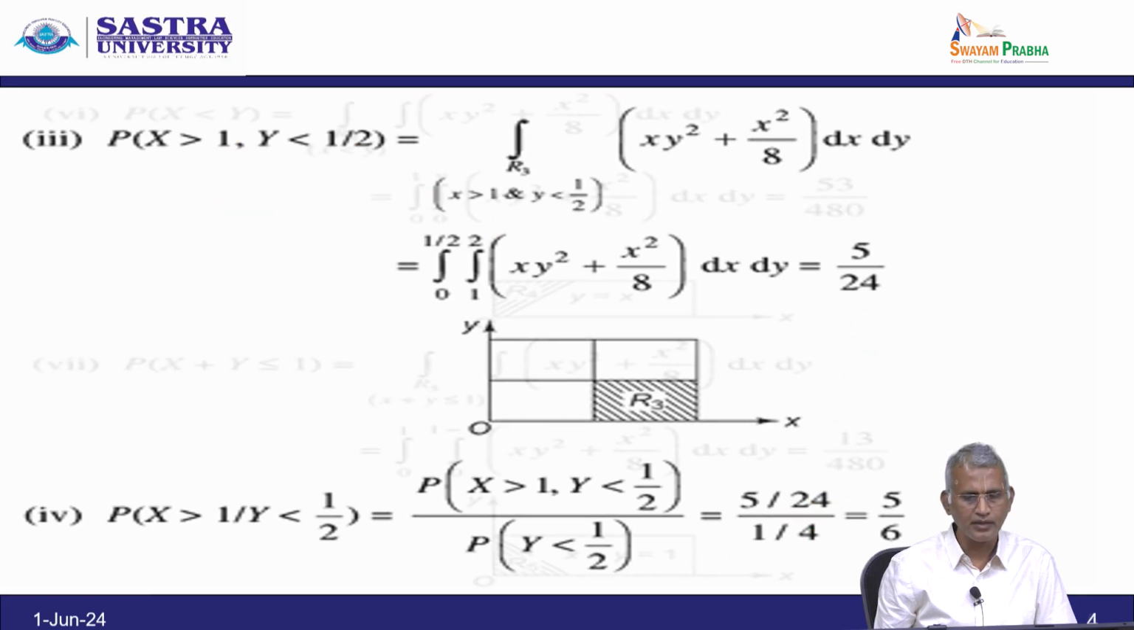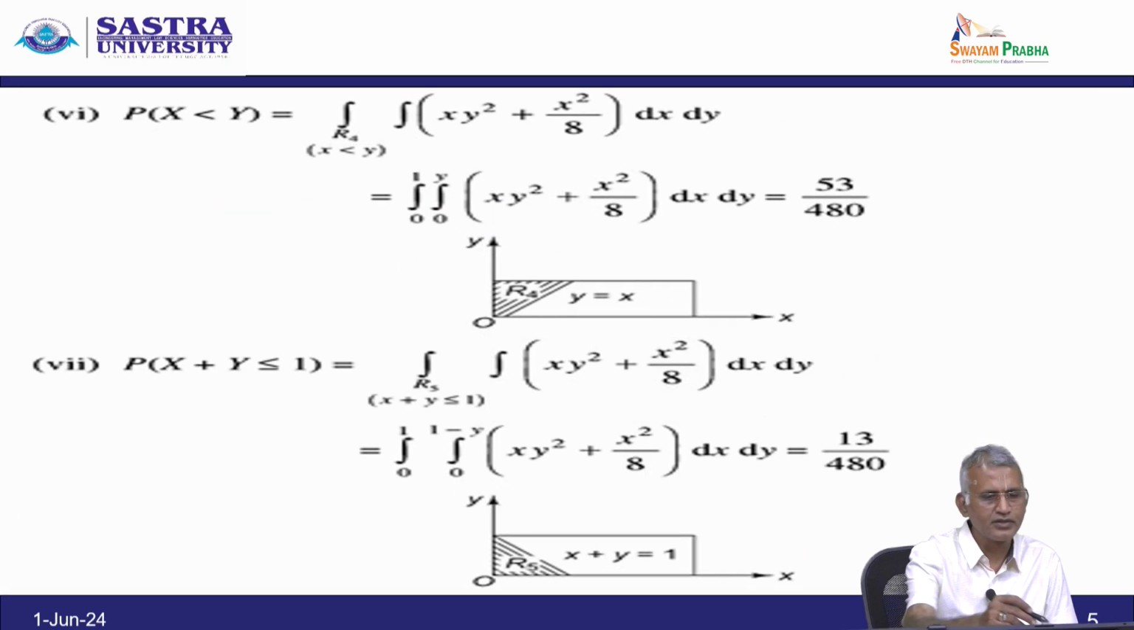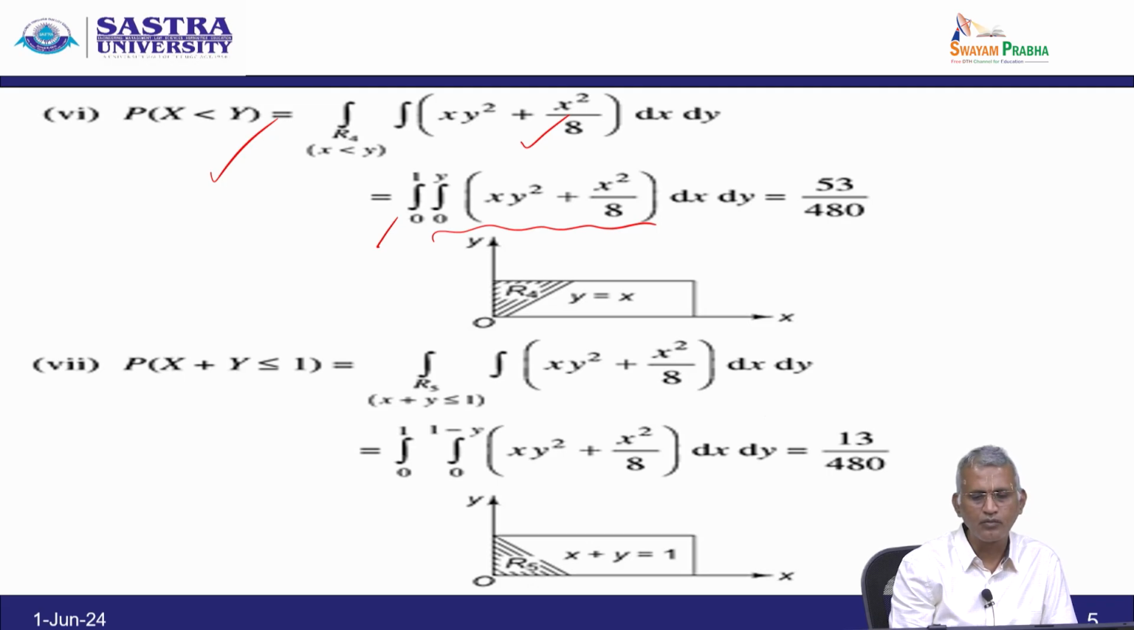So, this way we can do the joint distribution function of x greater than 1 given y less than half, which is a conditional probability. And the probability of x less than y is the double integral over the region x less than y of the function xy square plus x square by 8 into dx dy, and we have the limits from 0 to 1 and 0 to y. So, xy square plus x square by 8 dx dy, innermost with respect to x, and then outermost with respect to y.